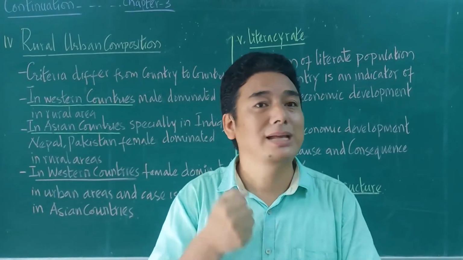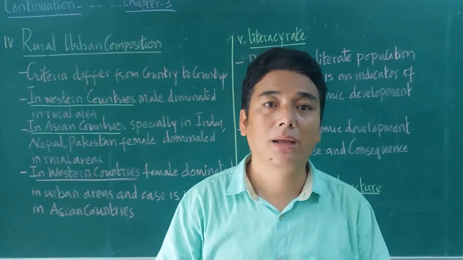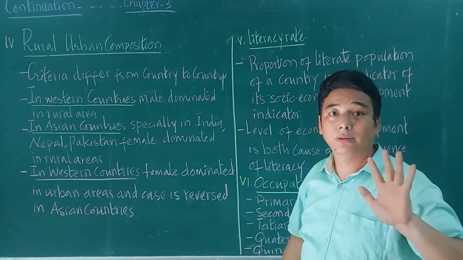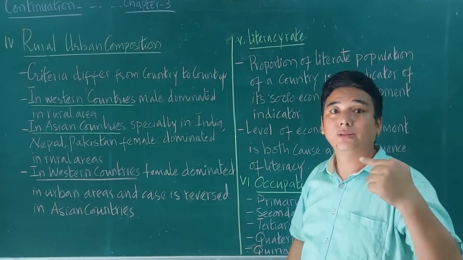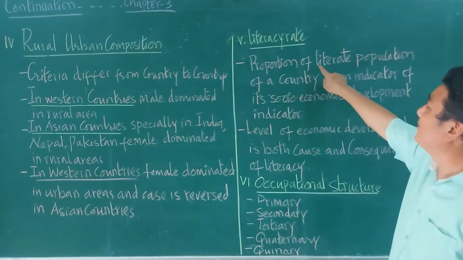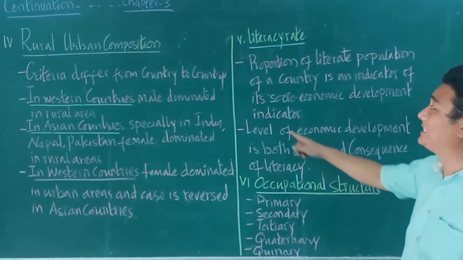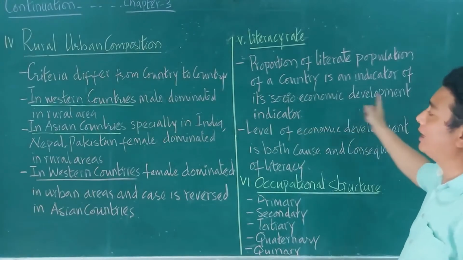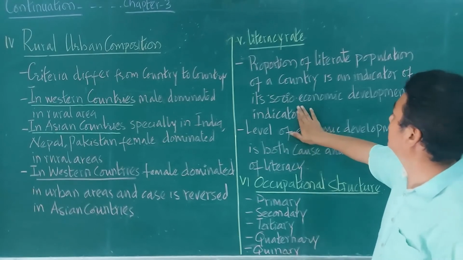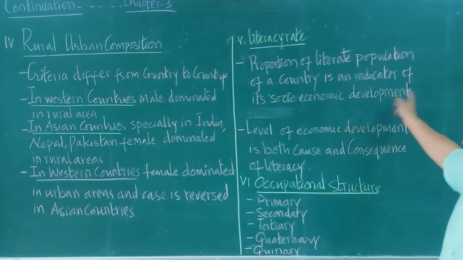All those will tell you something about the policy that has been adopted by a country. Is it clear? So knowing about the literacy rate is important, and that is the main composition. For example, the proportion of the literate population of a country is an indicator of its socio-economic development. So this is a development indicator.